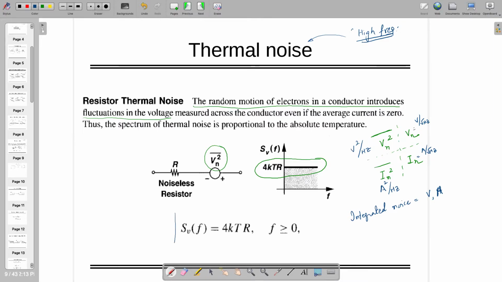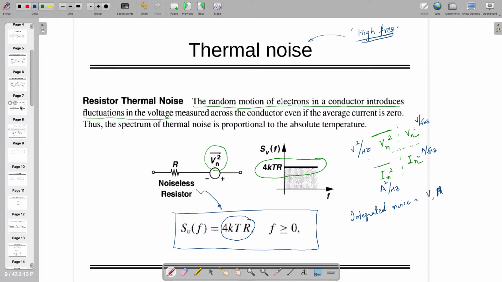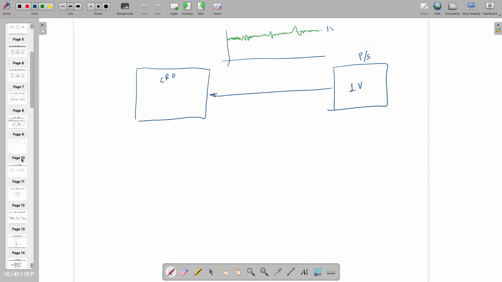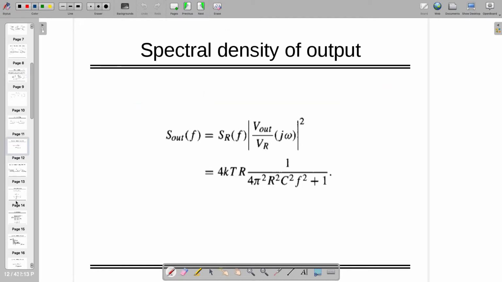So generally SVF for a noiseless resistance is not going to give you anything, but if it is random motion of electrons in a conductor, this is a probabilistic function, and this process is stochastic. However, we are actually making it 4 kTr. So this is an approximation, and this is a probability function, so we are not going into the derivation of this thing. Okay.